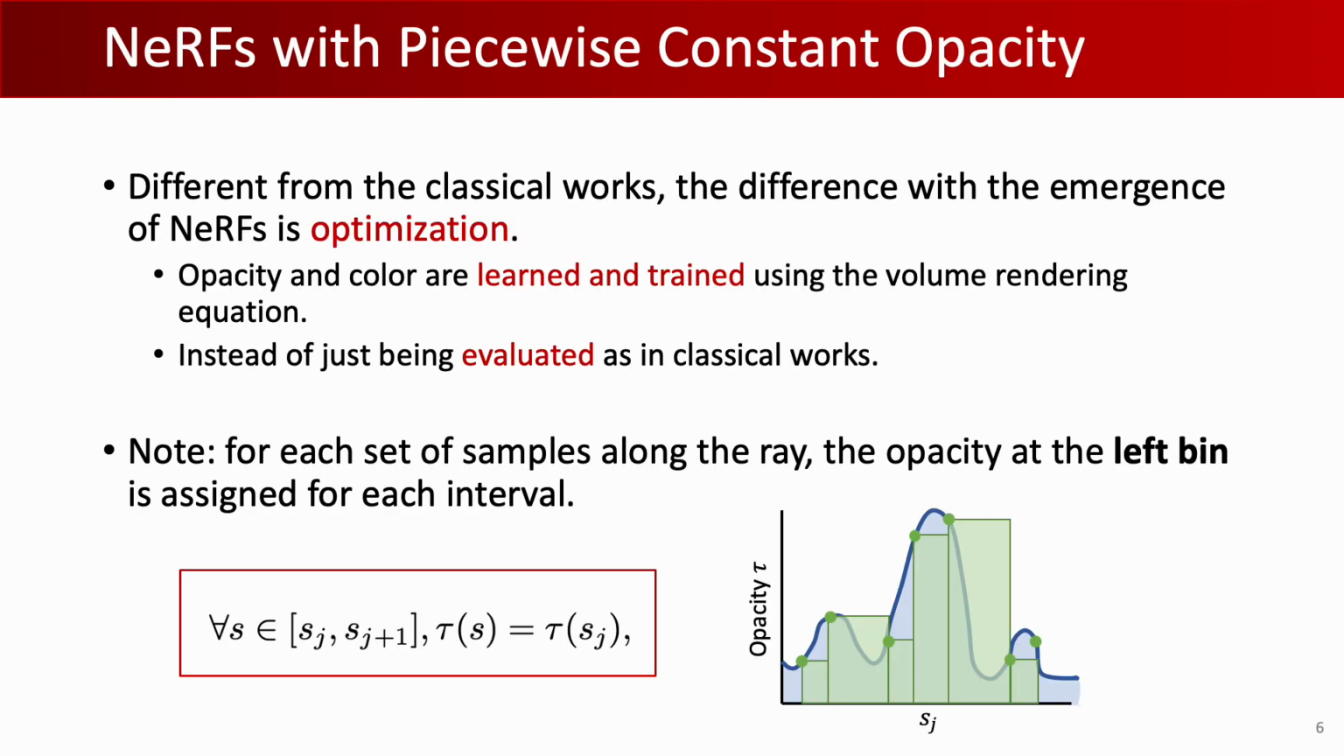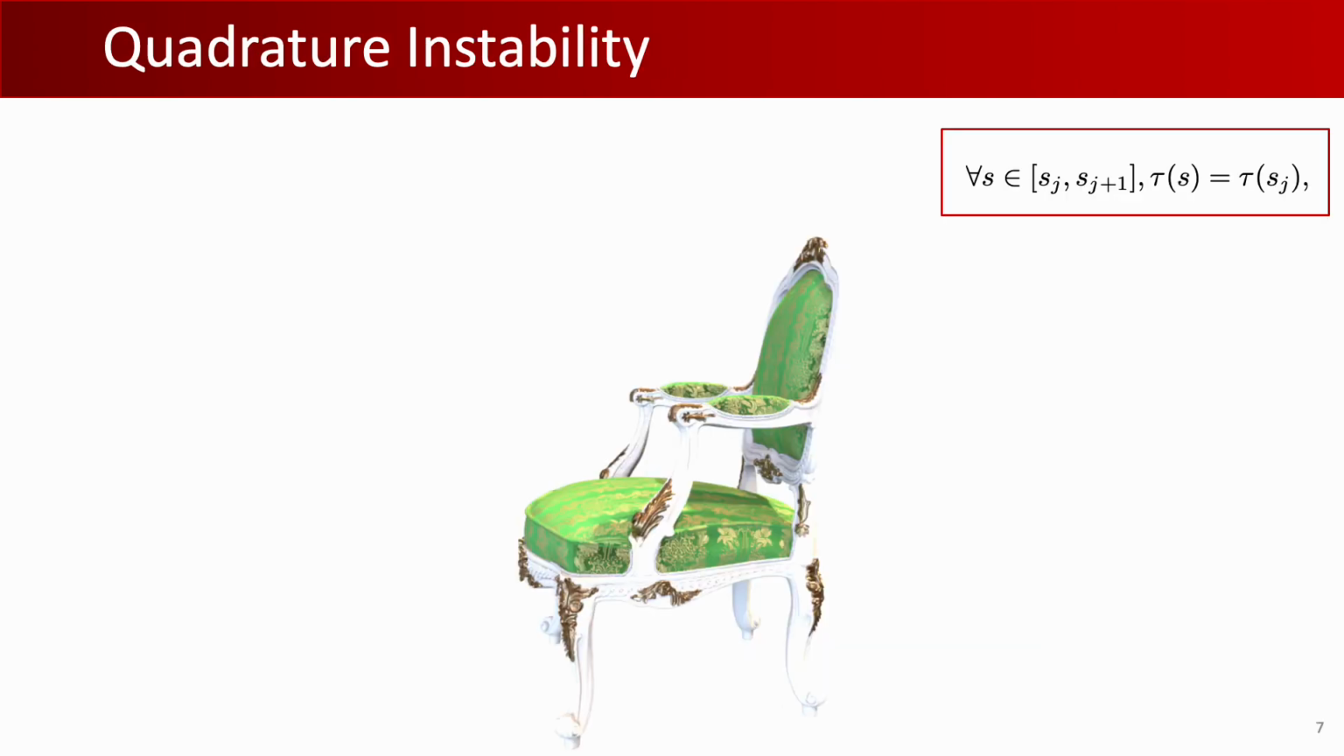Different from classical rendering works that use the volume rendering equation to render an image given a scene, NeRFs instead optimize a scene given a set of training images, which brings up certain issues under the piecewise constant opacity assumption. We dub this problem quadrature instability. To illustrate, let's say we are given this chair scene. With these samples from the blue training camera, the sample marked in dark blue would be trained to have high opacity, as it is the sample right before the object surface.